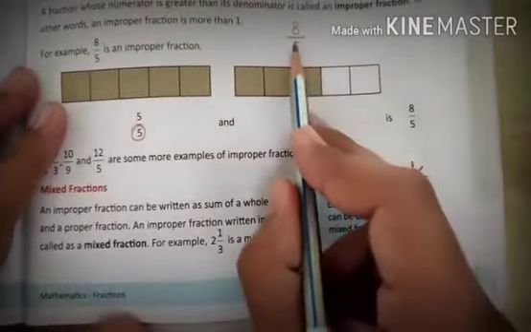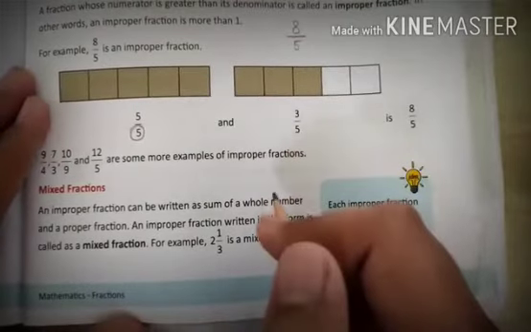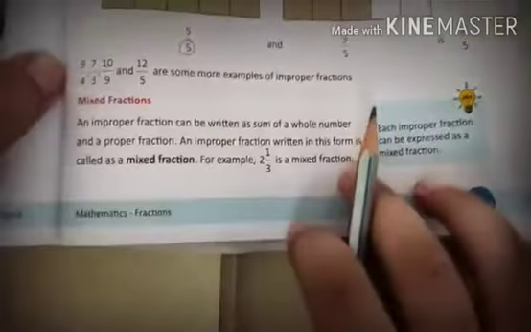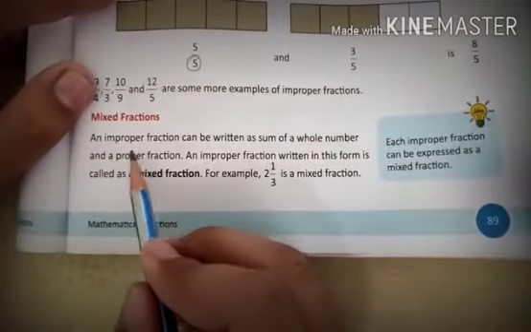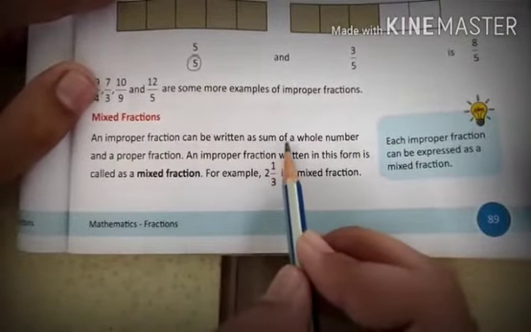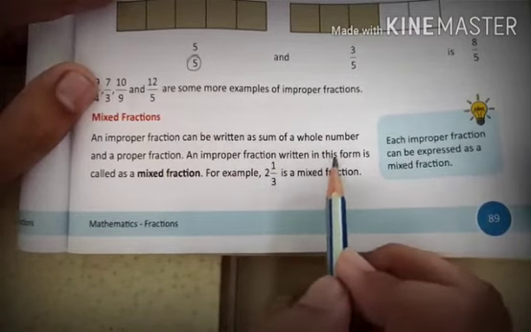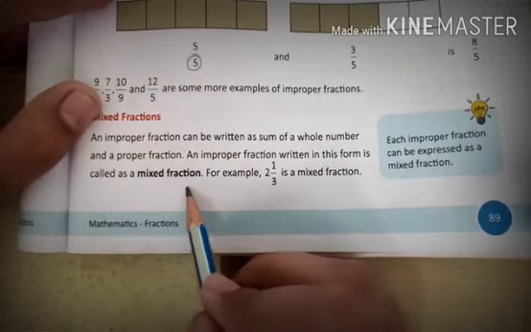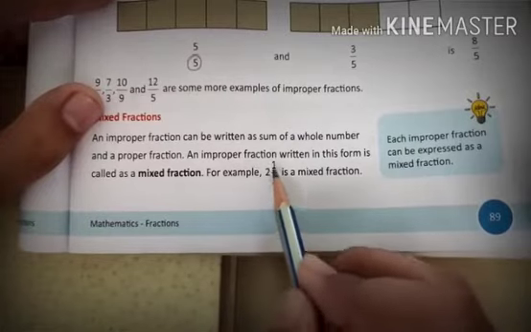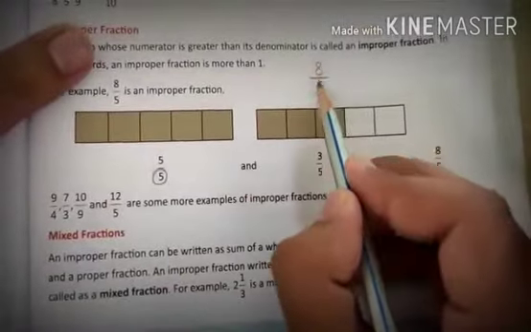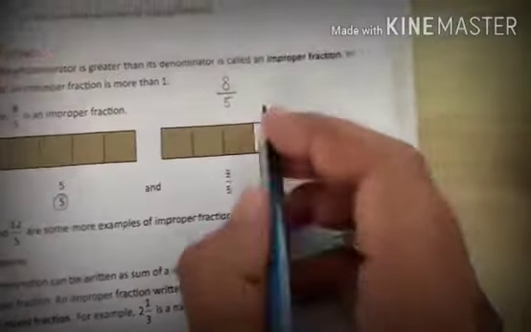Now an improper fraction can also be written as a mixed fraction. Okay, I'll tell you what a mixed fraction is first. Look, an improper fraction can be written as the sum of a whole number and a proper fraction. An improper fraction written in this form is called a mixed fraction. For example, 2 whole 1 by 3. Let's take this number only. We'll write 8 upon 5 as a mixed fraction.